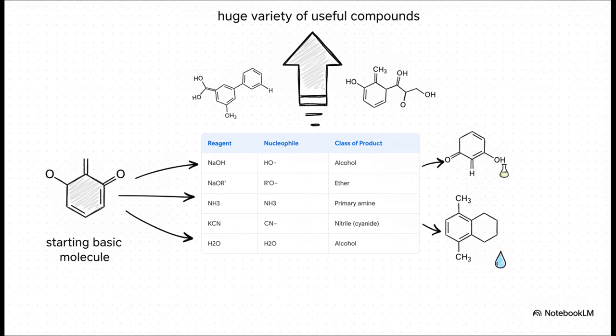One tiny switch turns your starting material into an alcohol. Another switch turns it into an ether, and so on. This is basically the playbook for creating brand new molecules.